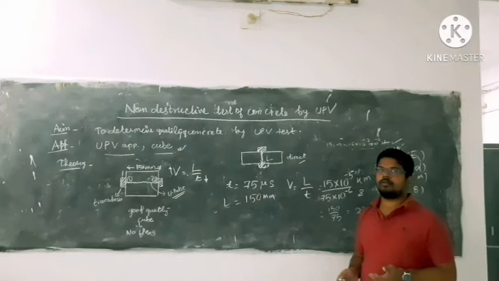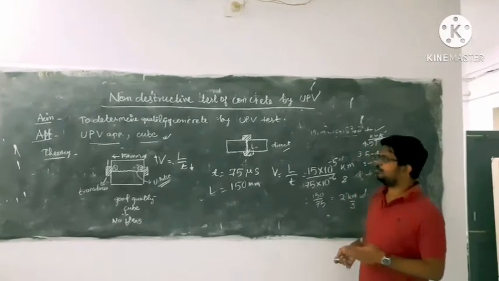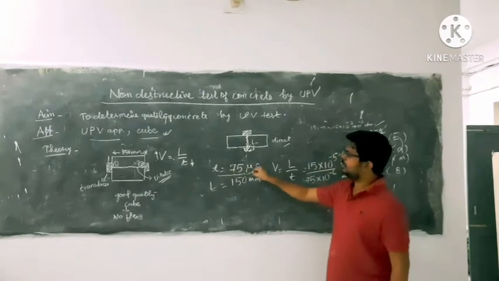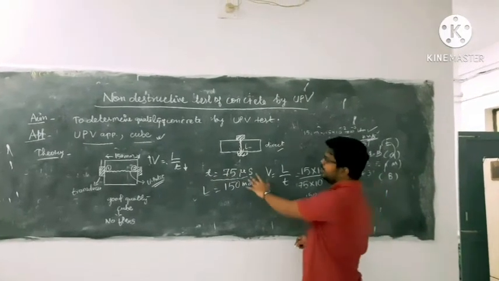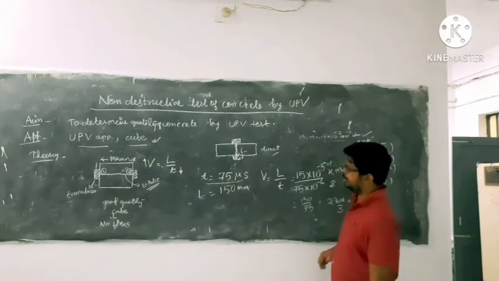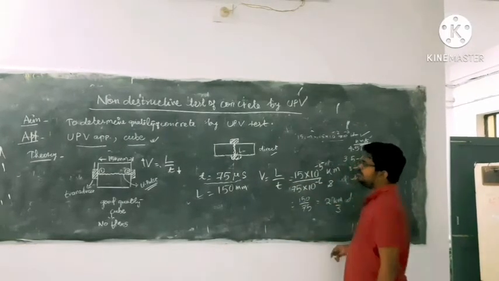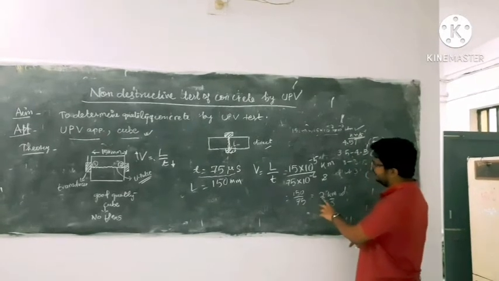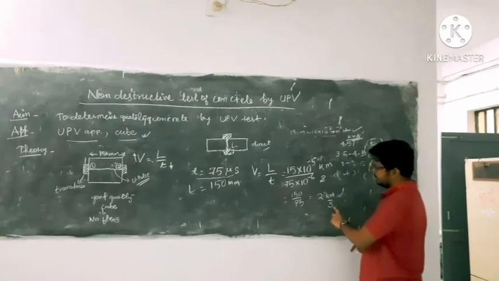As all of you can see on the display screen, our time is 75 microsecond, and you know the length is 150 mm. So we will find out the velocity, that is L by T. We got the value 2 km per second.